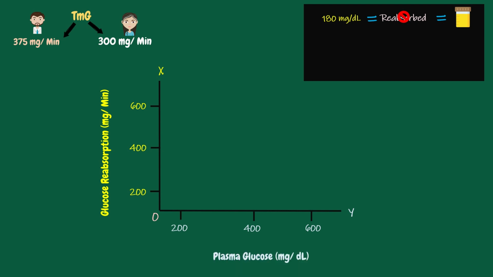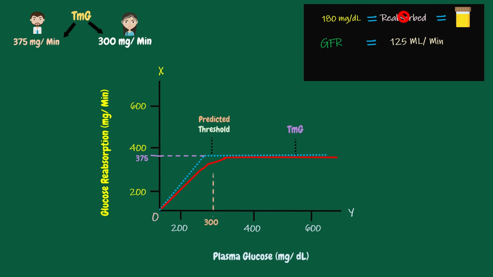This is the y-axis, showing plasma glucose, and its unit is milligram per deciliter. Now, what is splay? Splay means deviation. With a normal glomerular filtration rate of 125 mg per minute and a tubular maximum for glucose of 375 mg per minute in an adult male, the predicted or expected renal threshold for glucose should be 300 mg per deciliter. But actually, it is only 180 mg per deciliter.